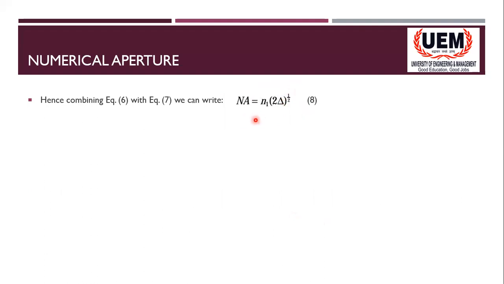So you have just to remember three formulas, that is numerical aperture, the relative refractive index, and how these two terms, that means numerical aperture and relative refractive index difference, are related to each other.